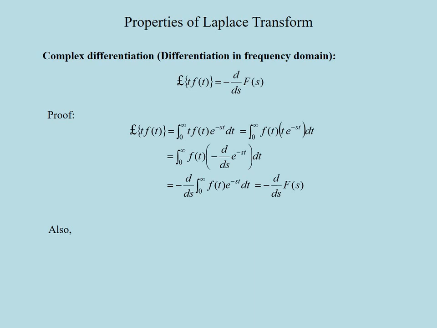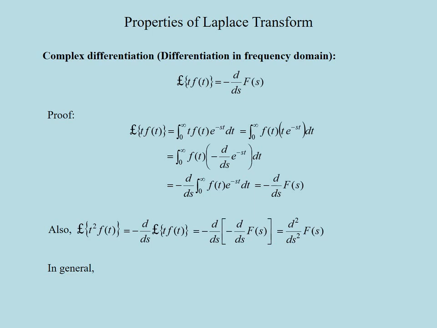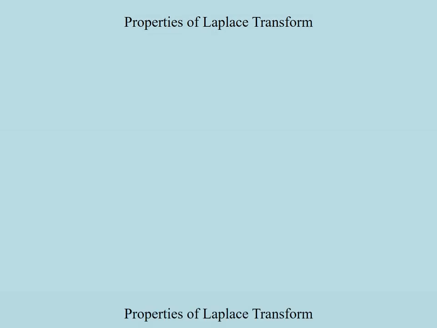To obtain the Laplace transform of t squared times f of t, you can apply the complex differentiation property twice. In fact, you can also generalize this idea to the Laplace transform of t to the n times f of t. So we see that each multiplication by t in time domain corresponds to a differentiation with respect to s in the frequency domain, and also a multiplication by minus 1.